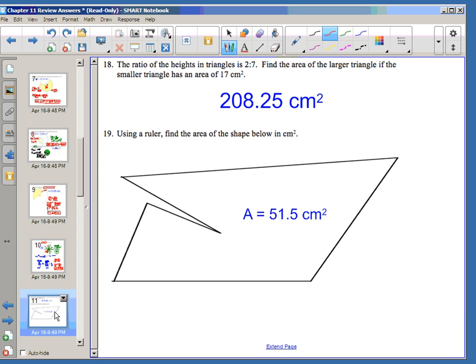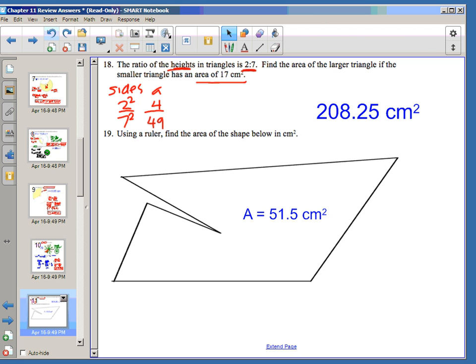All right, and the very last one. The ratio of heights in triangles is 2 to 7. So again, height is one-dimensional, so that's really the ratio of my sides. I'm going to write it as a fraction. It says find the area of the larger triangle if the smaller one has an area of 17. Well, when it's asking me to find an area, I can't use the ratio of the sides. So my area ratio is going to be 4 over 7. No, not 4 over 7. It's going to be 4 over 49. To get there, I just square the top and the bottom.